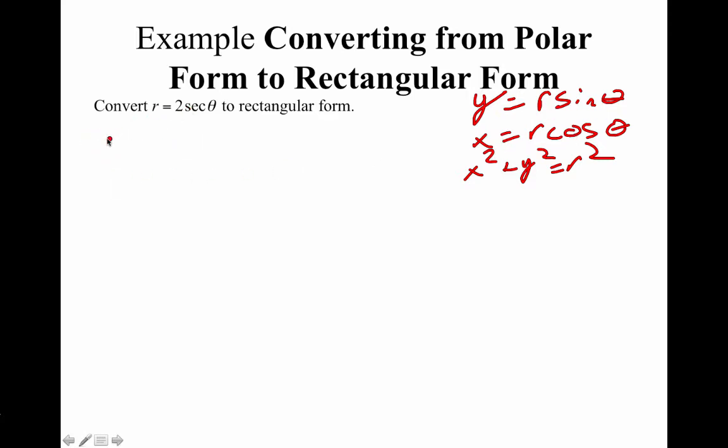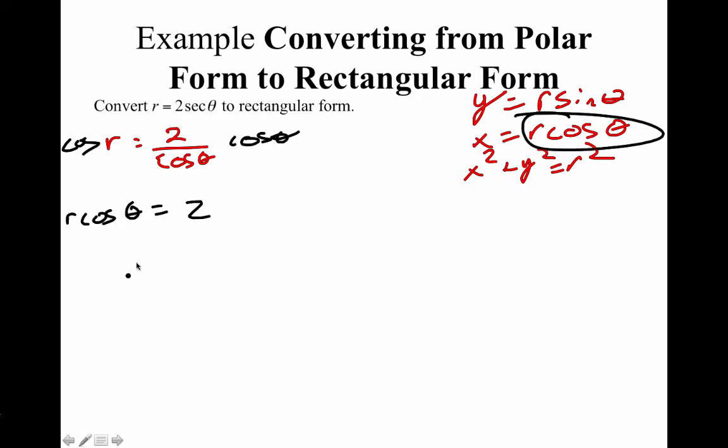And I think some of us remember chapter 5 pre-calc, and some of us had a good time. Secant is 1 over the cosine, and now I multiply both sides by cosine, and you can see what's going to happen here. Times cosine, times cosine. 2 equals r cosine theta. Well, what's r cosine? Oh my gosh, it's x equals 2.